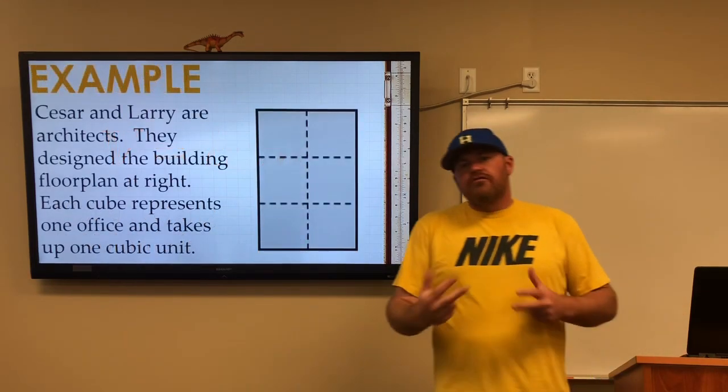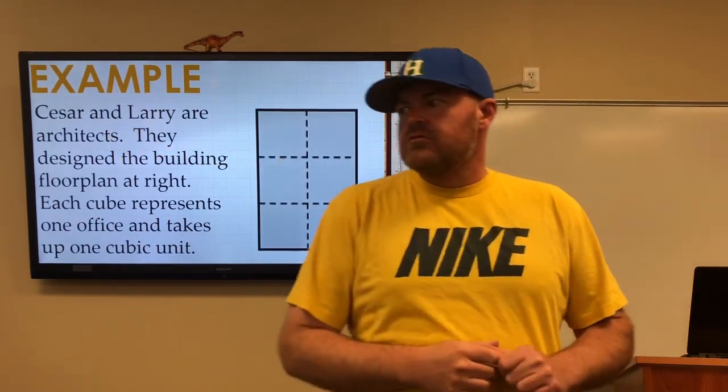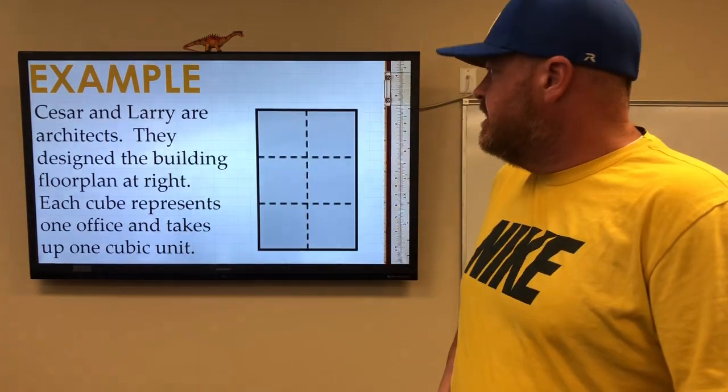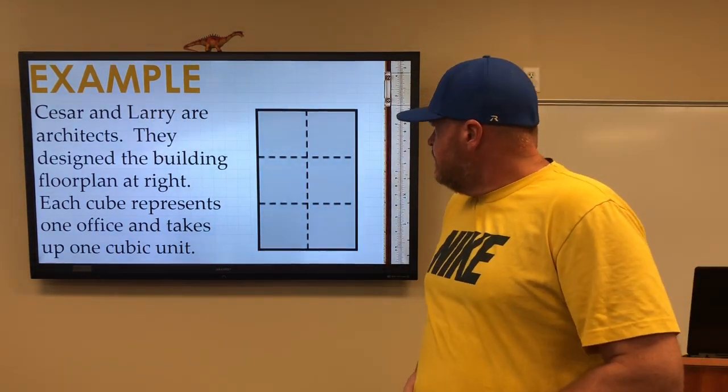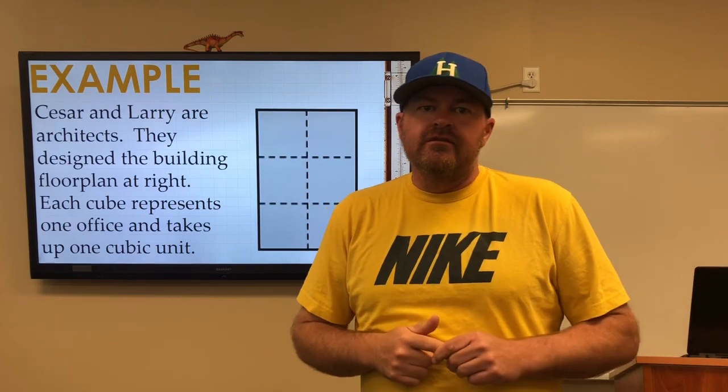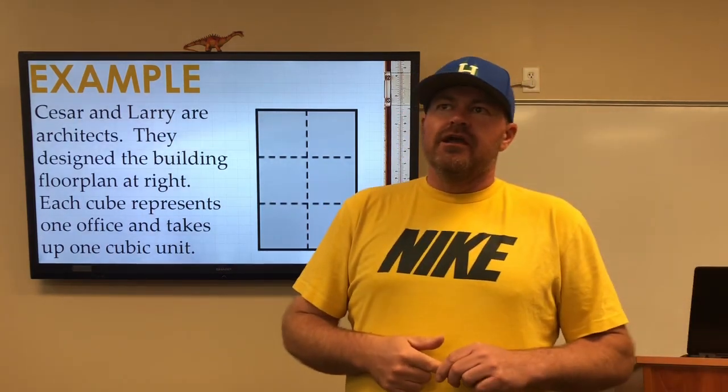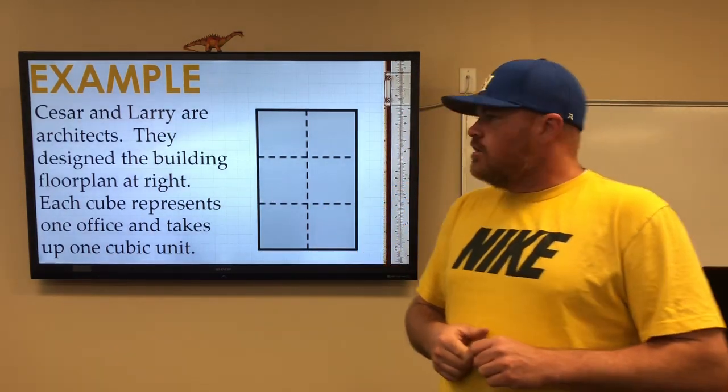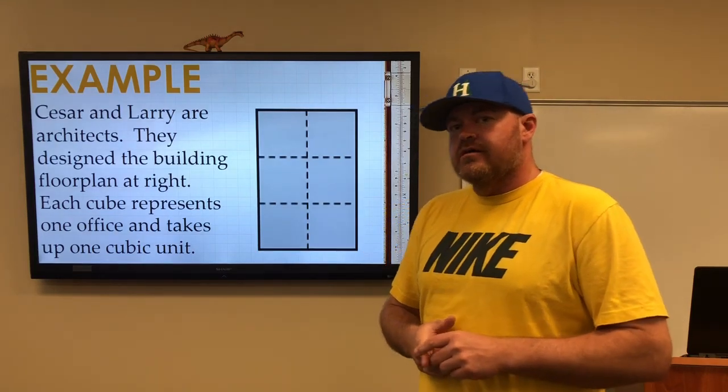So let's go over an example of this, and then we'll be done with this, okay? Try to make it short and sweet. So in this example, Caesar the gorilla and Larry the unicorn, they are architects. Probably didn't know that.